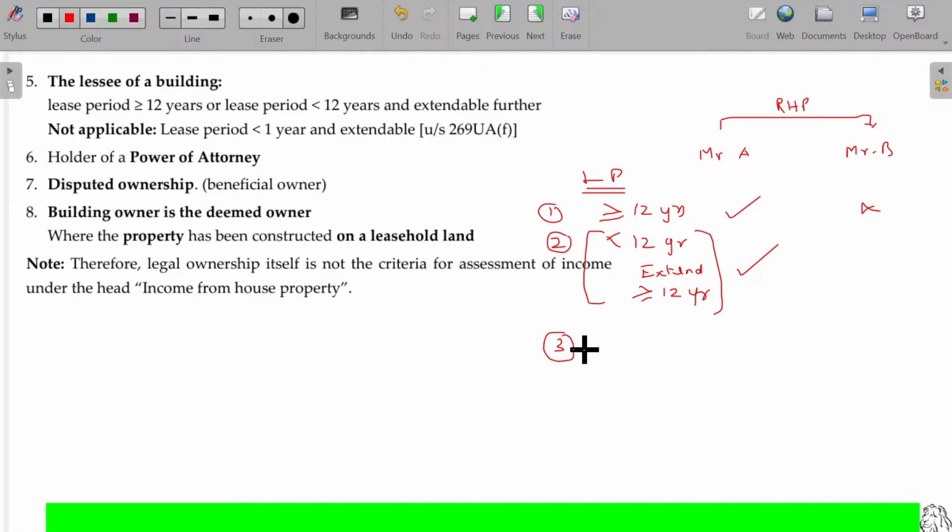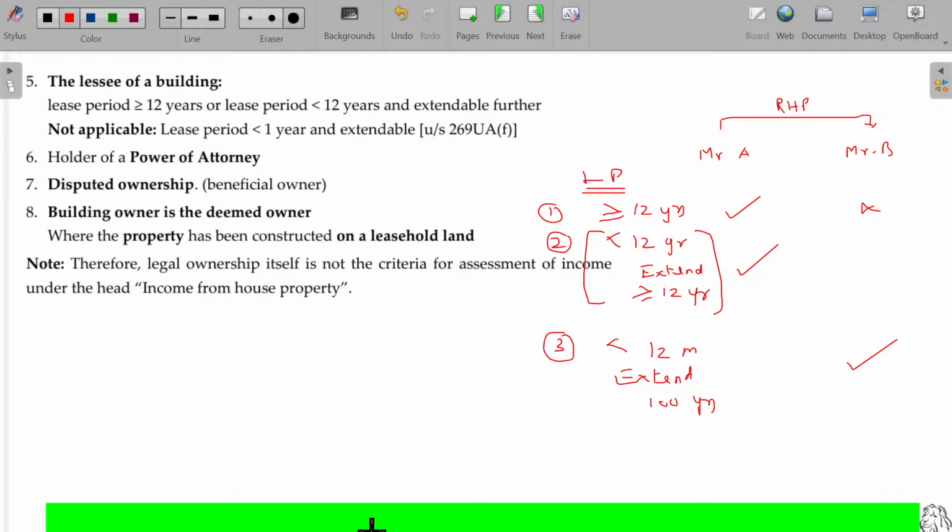Scenario 3. The lease period is less than or equivalent to 12 months. Less than or equal to 12 months. Clear? But extended 100 years, no problem. So the original contract is only 11 months. Once in every 11 months, they are extending without any time frame. They can extend for 50 years also, no problem. In that case, Mr. B is the owner, he himself being the owner.